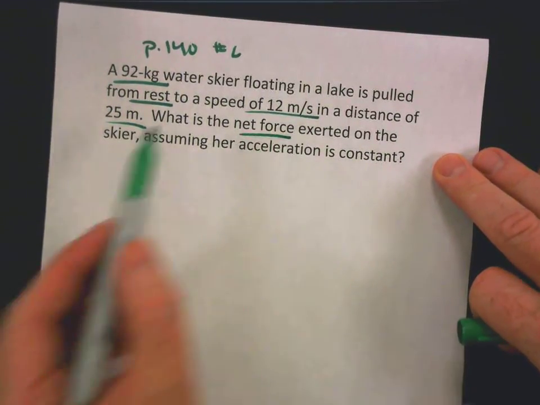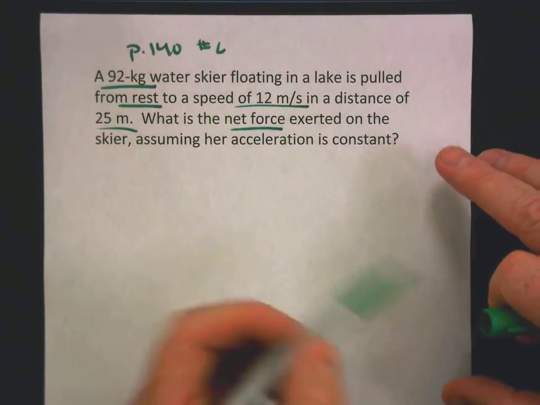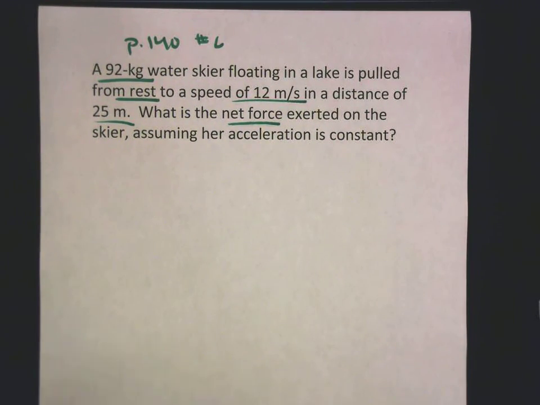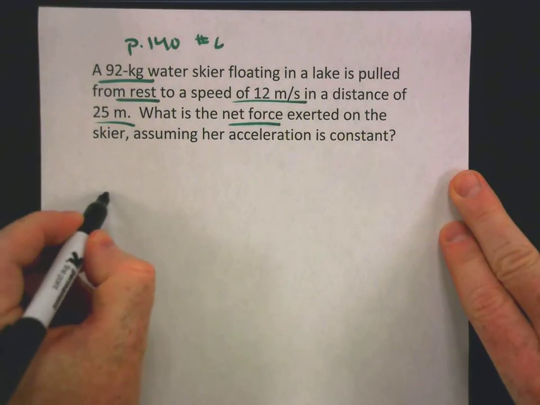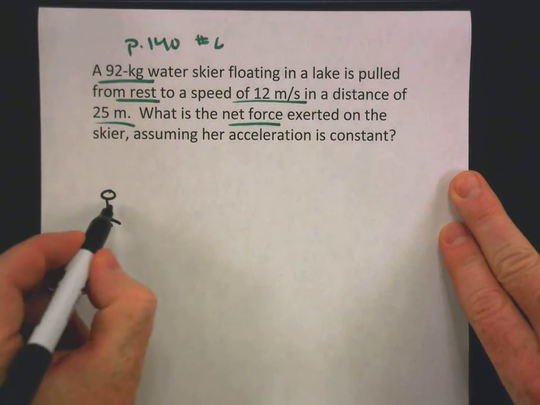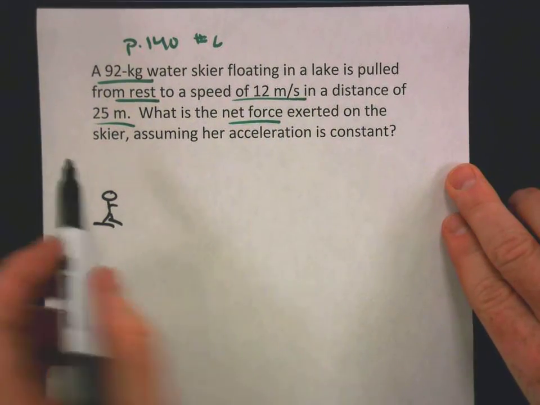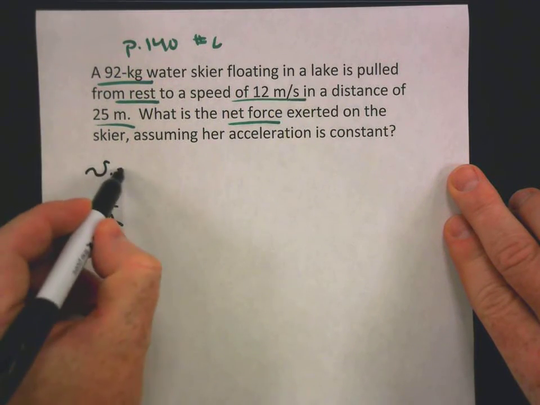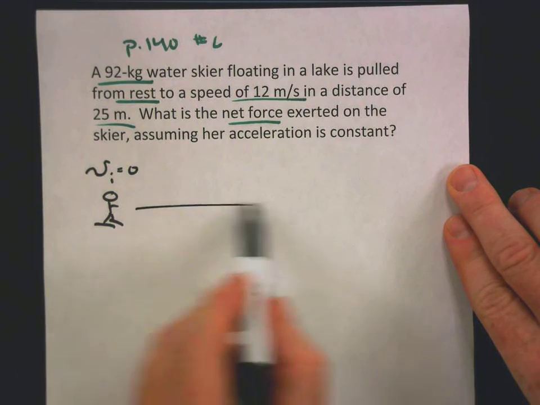So we want to find net force, assuming acceleration is constant. Now, okay, constant acceleration is a kind of thing we can assume for just about all of our situations here in this course. First thing I want to do is a quick sketch, right? Water skier. I'm terrible at this, so we have water ski, hold on to the rope. Well, from rest, and we know that, so from rest, so initial will be 0 meters per second. And we're going to have a distance of 25 meters.